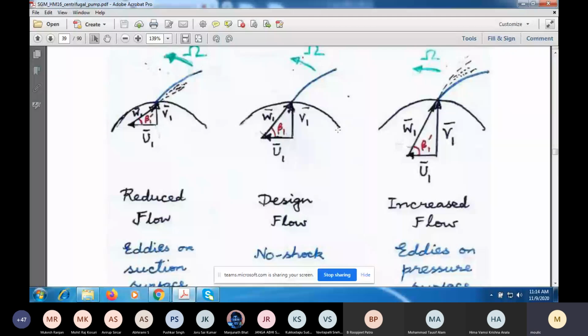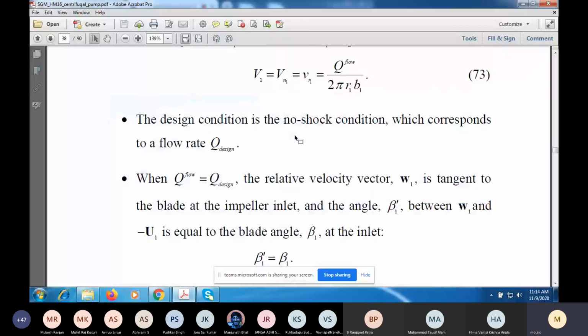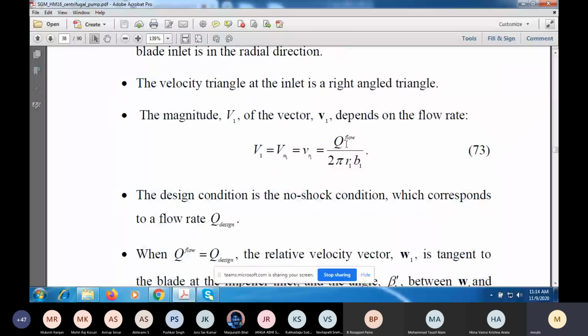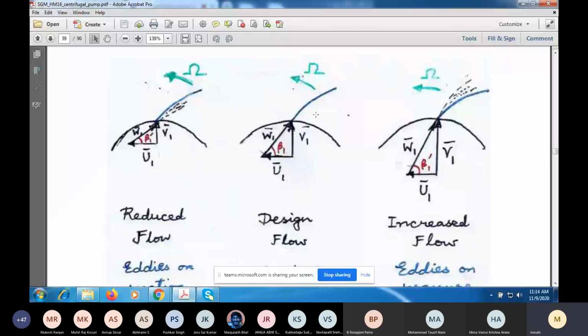And if the impeller is rotating in the anti-clockwise direction, the blade velocity is this way. So here in the design condition, the relative velocity vector will be tangent to the blades. So the fluid will glide smoothly over the blades. Now, the magnitude of V1 is your VR1, which is determined by the flow rate. So for a given flow rate, and the geometry is fixed, R1 and V1 are fixed. And U magnitude will depend on the angular speed.